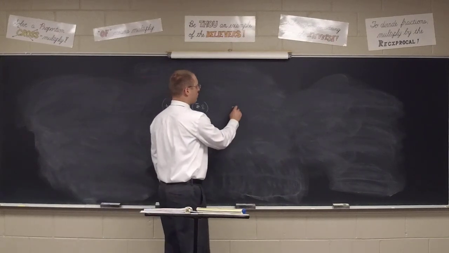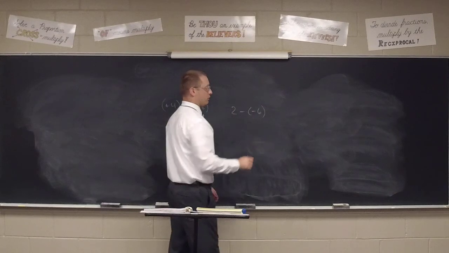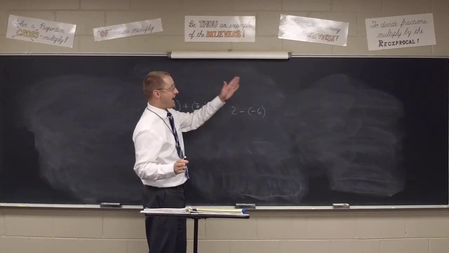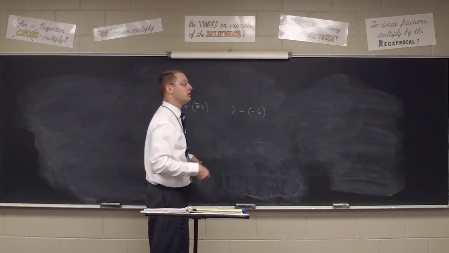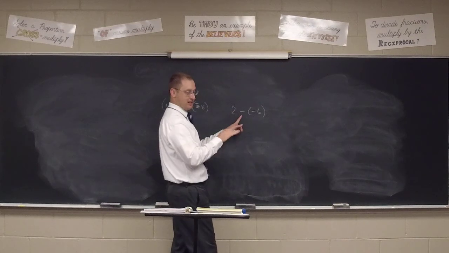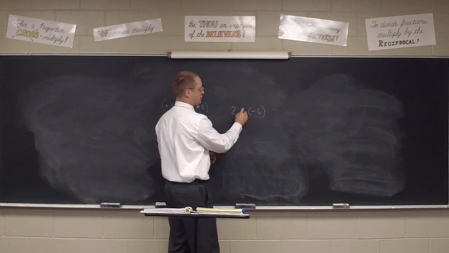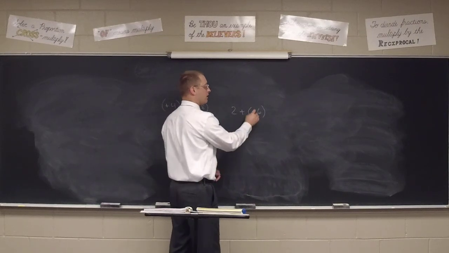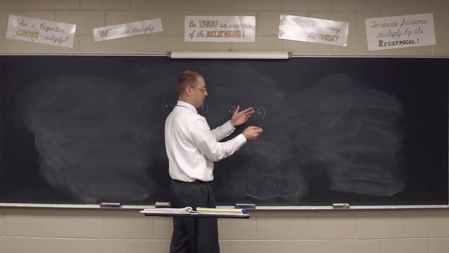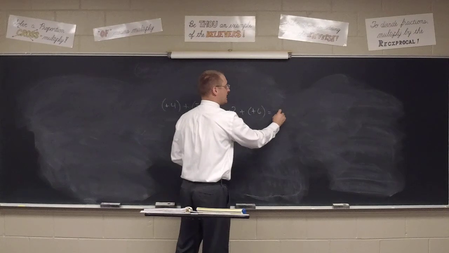If we have a 2 minus a negative 6, we never really subtract, class, we add the inverse. What do we do? Add the inverse. So it says subtract. I'm like, no, I ain't doing that. I'm not going to subtract. I'm going to add the inverse. I'm going to change this to addition. I'm going to change this to a positive. And now I've got a positive 2 plus a positive 6 gives positive 8. Add and keep the sign.